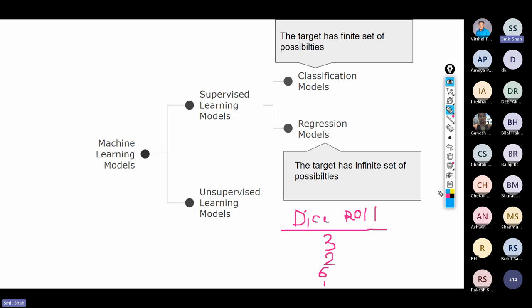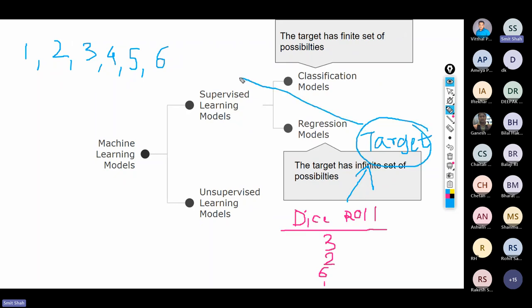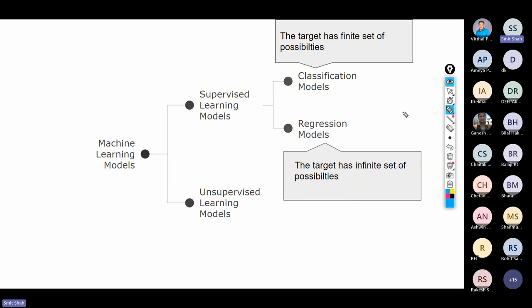Now suppose that this dice roll column is your target column. In this column, do I have a finite set of possibilities or an infinite set of possibilities? You would argue that in the dice roll column, I have only 6 possibilities. When I roll the dice, I can get the value 1 or 2 or 3 or 4 or 5 or 6. Apart from these 6 possibilities, I don't have anything else. That means in dice roll, I have a finite set of possibilities. If in your target column you have a finite set of possibilities, then your model will be called a classification model.